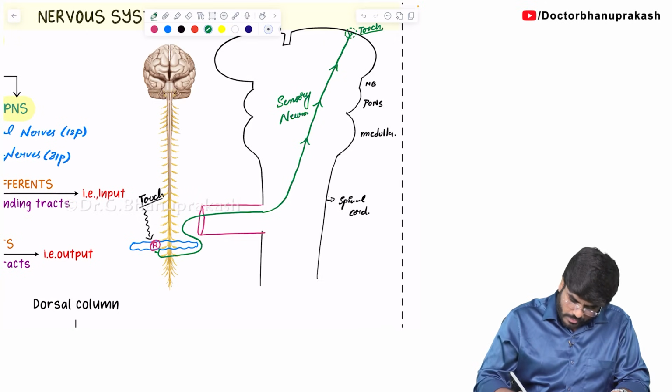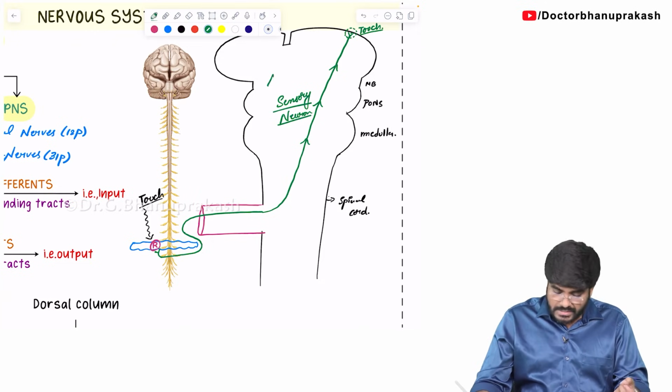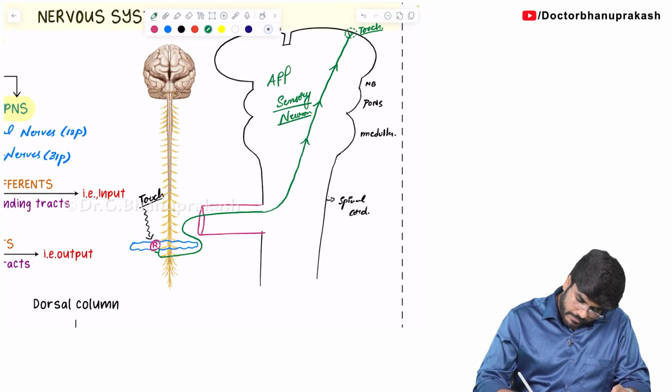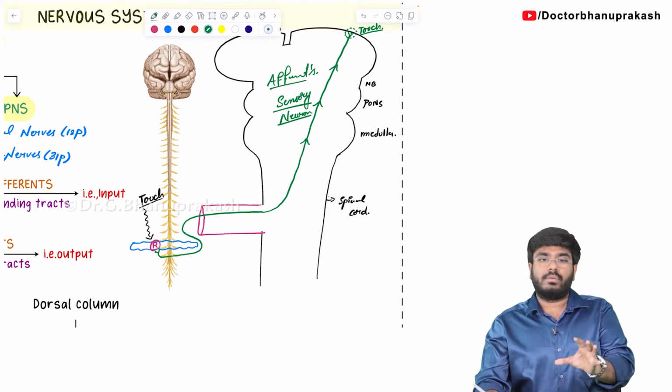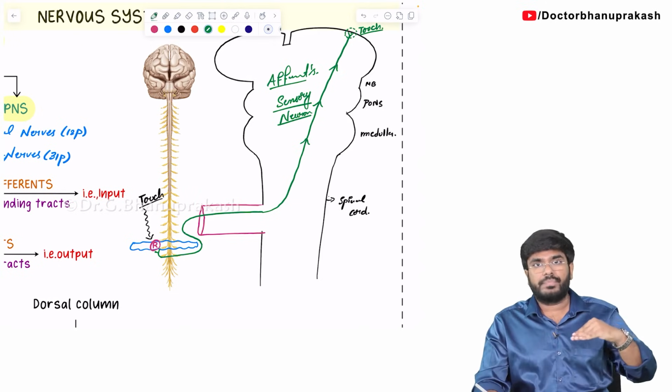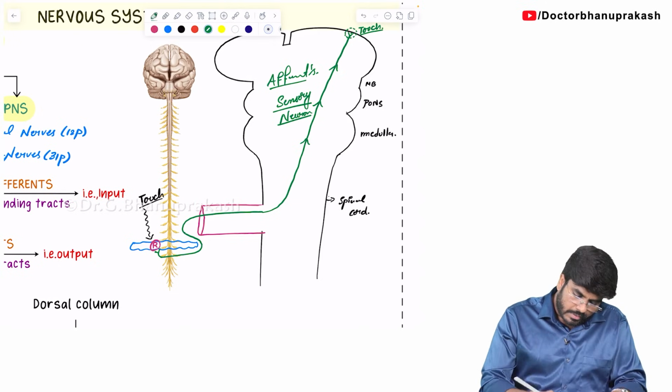Okay, it's a sensory neuron. You can also call sensory neurons afferents. Okay, afferents. What are afferents? Afferents are arriving. They are taking the information to the brain, like arriving to the brain, arrival. Okay, afferents.